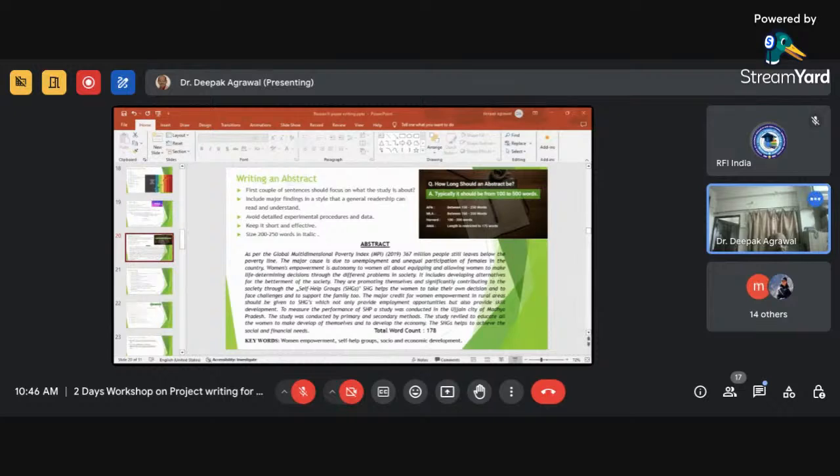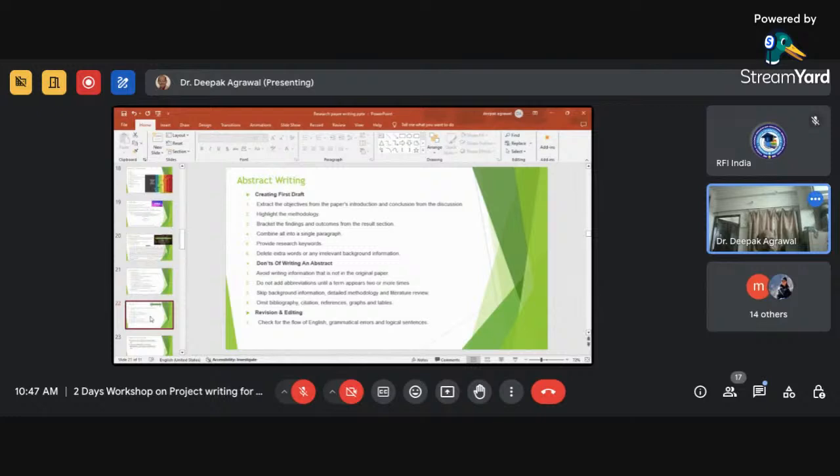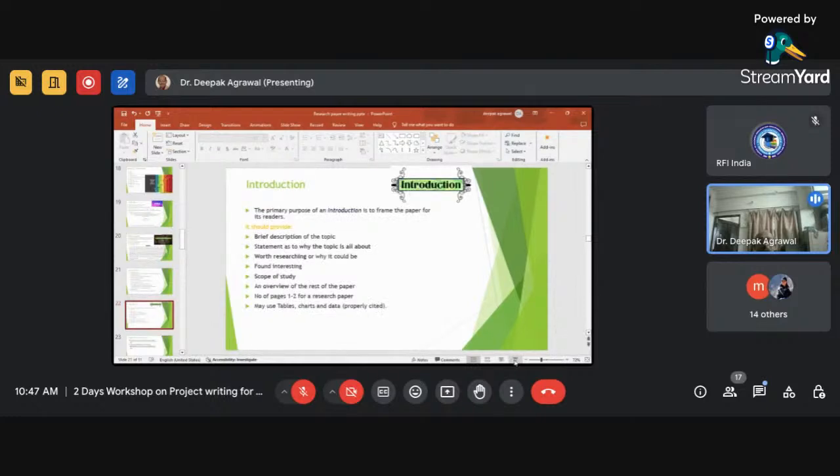Don'ts of writing an abstract. Avoid writing information that is not in the original paper. Do not include anything which is not in your paper. Do not use abbreviations until a term appears 2 or more times. Skip background information, detailed methodology and the literature review. Omit bibliography, citation, references, graphs, labels, etc. in abstract writing. Revision and editing: after that, check all the grammar and language flow and modify if required. So it should be very, very simple. Once you finish your abstract, or it may be modified, don't need to worry.